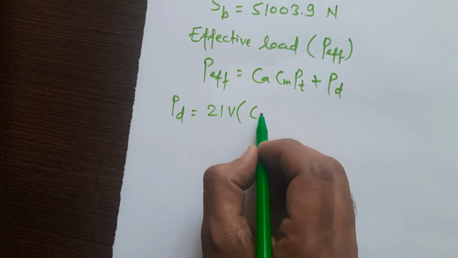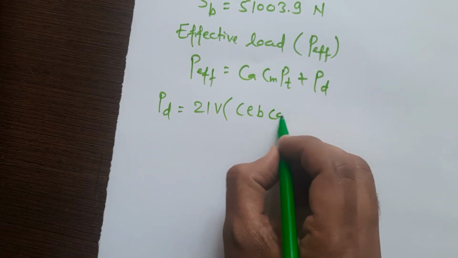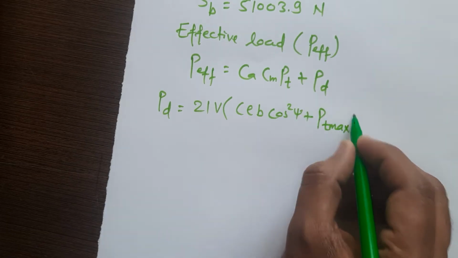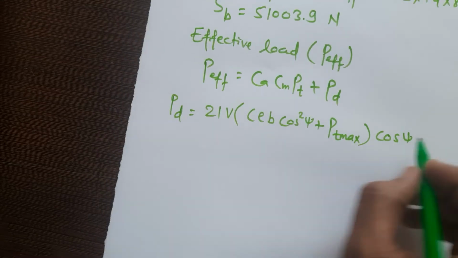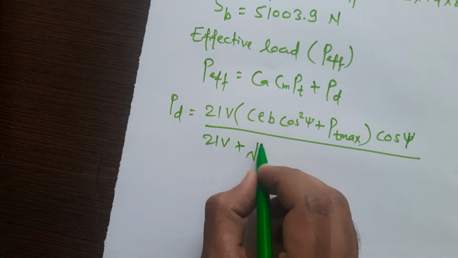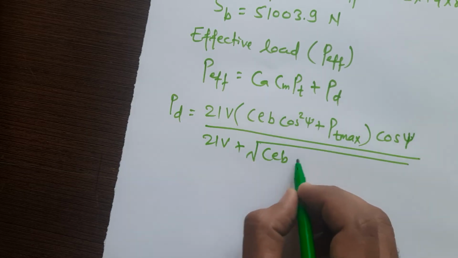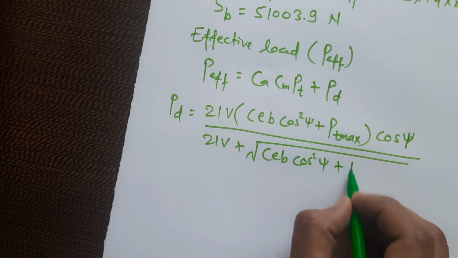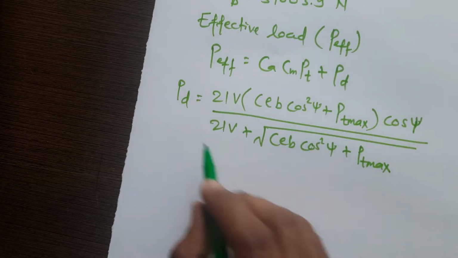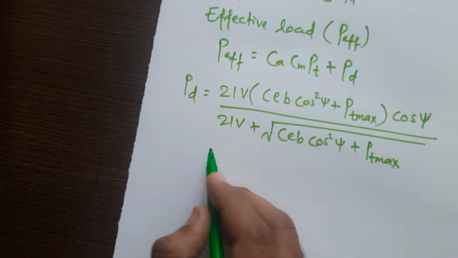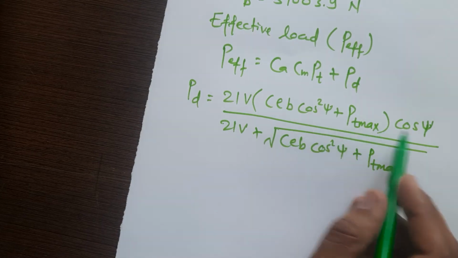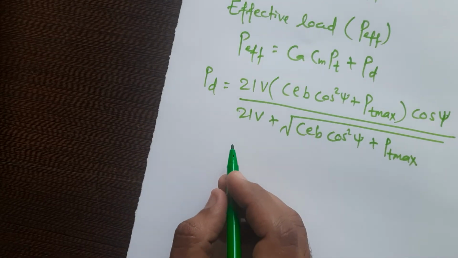Pd is equal to 21V (CEB cos square psi plus Pt max) times cos of psi, divided by 21V plus under root CEB cos square psi plus Pt max. This is the formula to calculate Pd. In this formula you need V, CEB, psi is given, and Pt max. We'll go one by one.